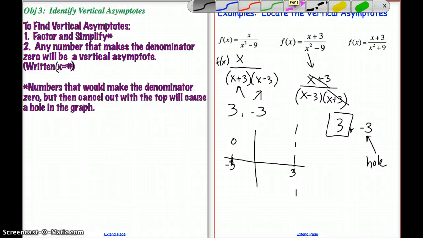This final one will have no vertical asymptotes, because remember, there's nothing that can make the denominator 0. So we'll have no vertical asymptotes.